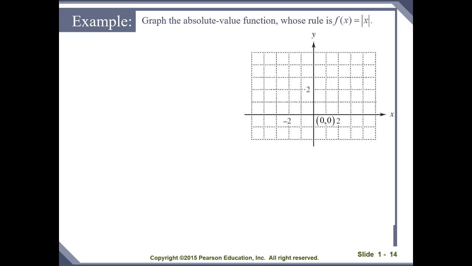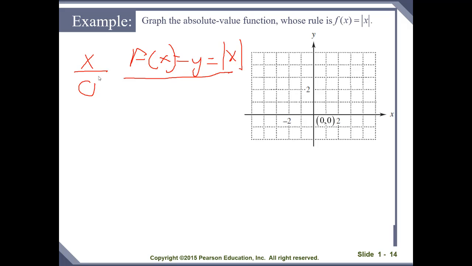So here we have a very simple rule. We're finding the absolute value of x. So if x is 0, y is also going to be 0 because the absolute value of 0 is 0. In other words, it's at the origin. So we'd plot that point right there. If x is 1, y will be 1. If x is -1, y is still 1. If x is -2, y is going to be 2. If x is +2, y will still be 2.